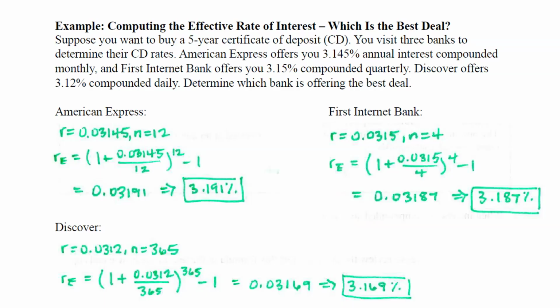So American Express is offering the best deal. So what is the lesson in this problem? Well, the lesson is that we should not be fooled by the highest advertised rate. Okay, so American Express had the lowest rate. It had a 3.145%, but the highest effective rate of 3.1917% because of the monthly compounding. Okay, so this is why this formula is very important for us to determine which one will allow us to get the highest on our return.